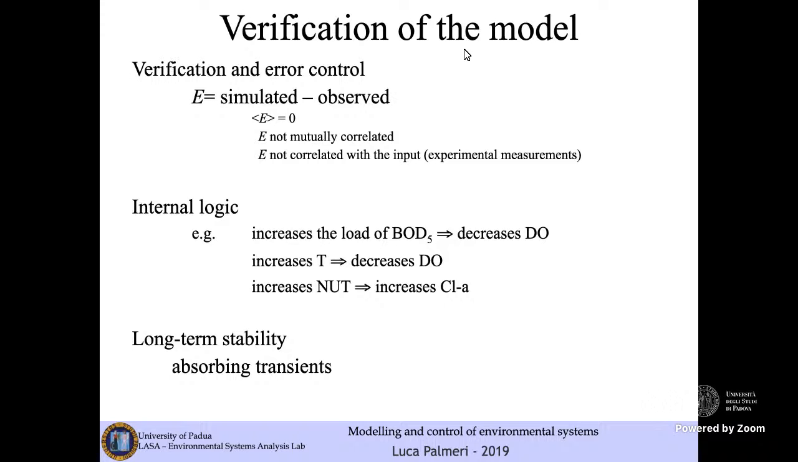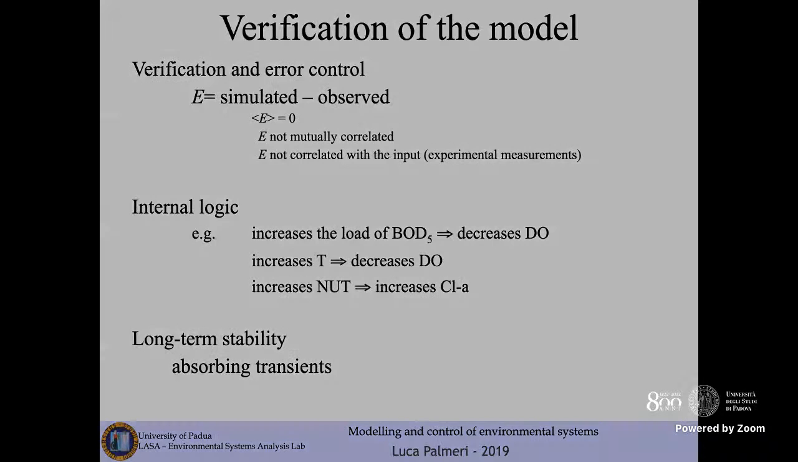So no systematic error: simulated minus observed in average is equal to 0. The difference between simulated and observed data in average should be 0 or close to 0. Then internal logic, so the model responds according to your understanding of the processes, and the model should not display catastrophic behaviors. Instead, it should display long-term stability. Okay, I think we shall stop here today.